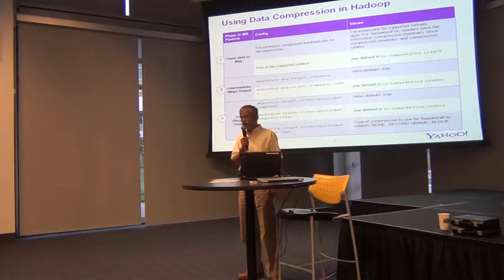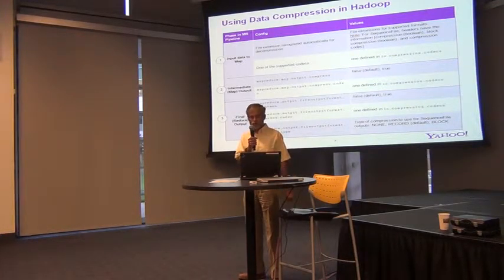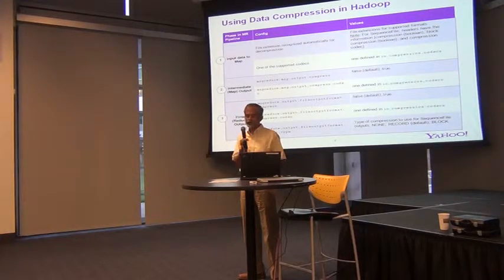Similarly, the final output that is generated by the MapReduce job is controlled by the options under section 3 here. And in addition to using these properties, you can also indicate the type of compression to use if you are using sequence files, where you can say you want to compress one record at a time or a block at a time, or not at all.